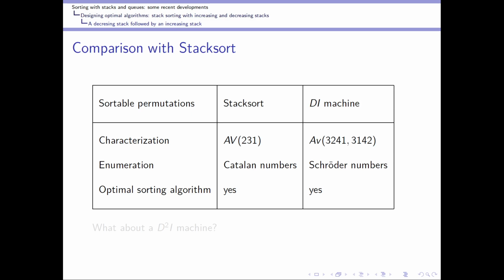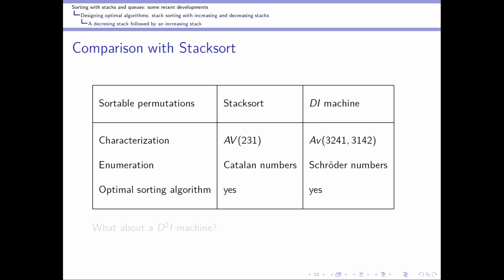Indeed, as shown in this table, in both cases sortable permutations are a class having, say, a small basis of small permutations. For the single stack, 1 element of length 3, and for the DI machine, 2 elements of length 4. So they are kind of comparable classes. Also, the enumeration of sortable permutations is given by 2 number sequences that are very similar from many points of view. For instance, in both cases, the generating function is algebraic of degree 2. And finally, for both machines, we have an optimal sorting algorithm.